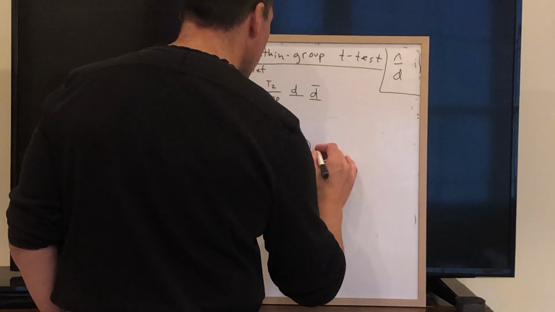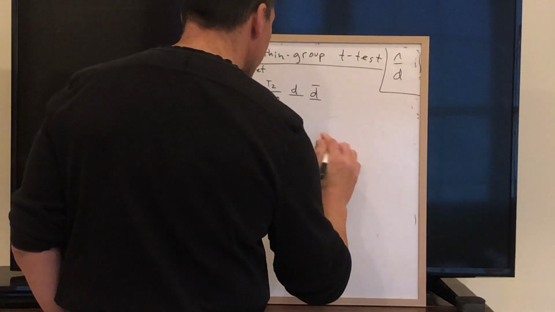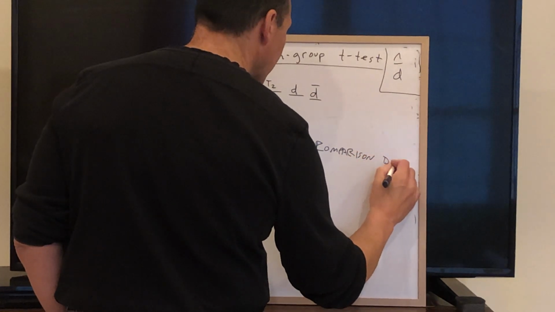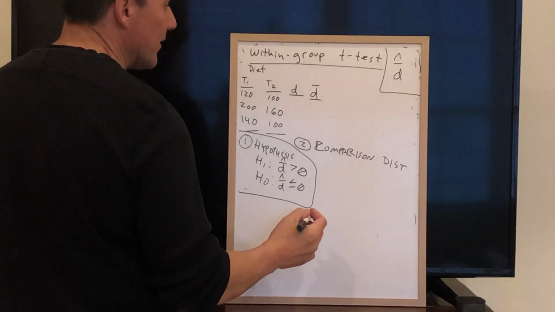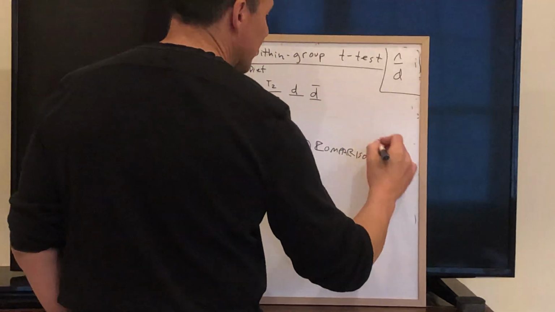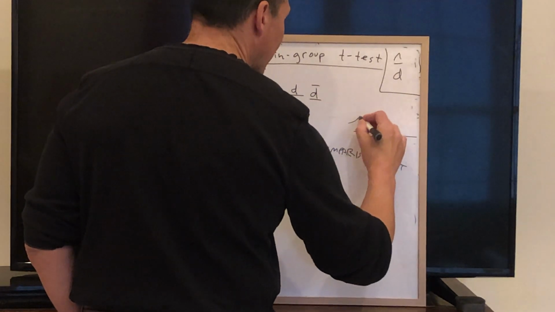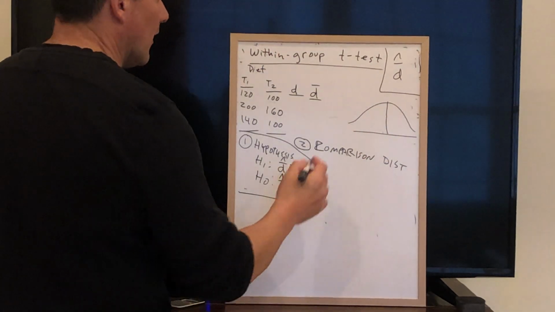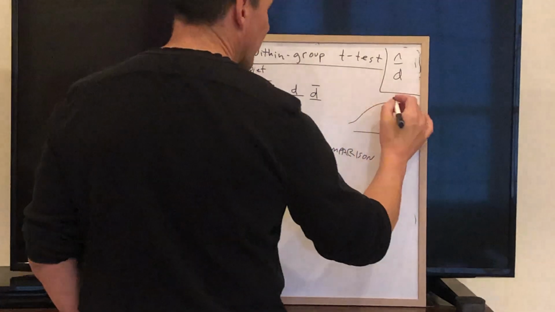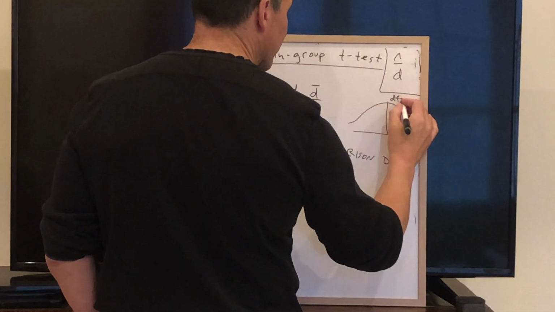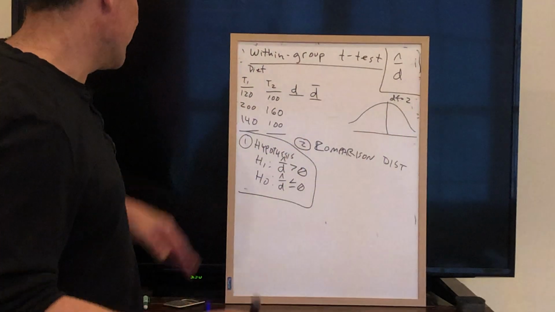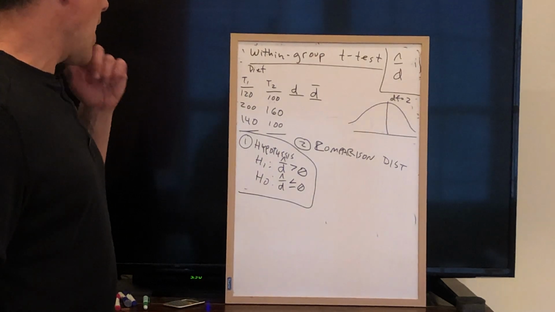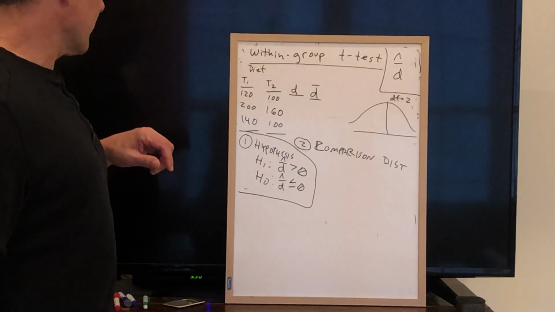Step number 2 is going to be the comparison distribution. Okay, so the comparison distribution, it's going to be a t-distribution. I'll draw it over here. It is based on a degrees of freedom of 2. Degrees of freedom equals 2, or n equals 3, meaning there's 3 individuals in the study. The degrees of freedom is 2.